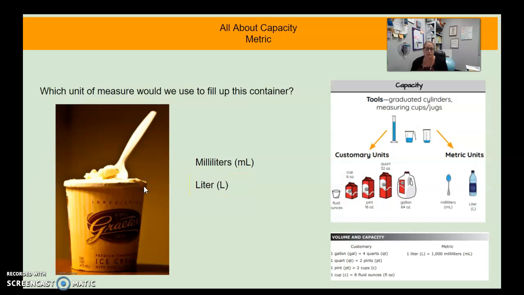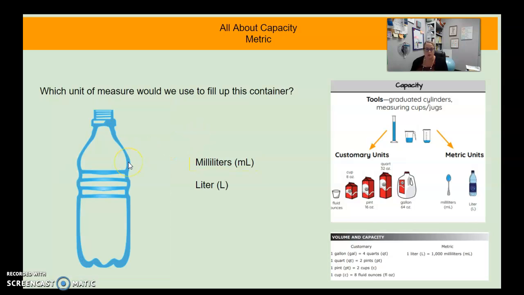Alright, what about my pint of ice cream? So pint's not an option. Remember, it's either milliliters or liters. This time I'm going to actually use milliliters. It would have to be about twice this size for me to use a liter, but since it's not, I'm going to actually use a milliliter.